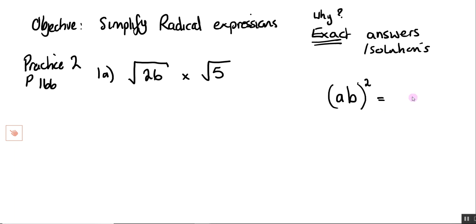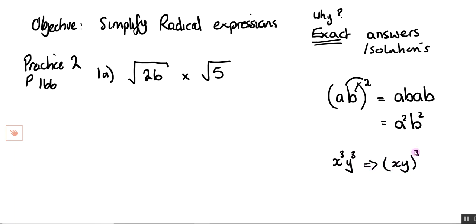Well, actually, I don't need brackets, do I? It can just be AB times AB. It's all multiplication. But a better way of writing that would be A squared, B squared. So we can see that the exponent gets applied to both things. Because surds and exponents are linked heavily, we can do the same thing in reverse. So remember, if I have something like x cubed and y cubed, I can go the other way and say, well, that's xy cubed.